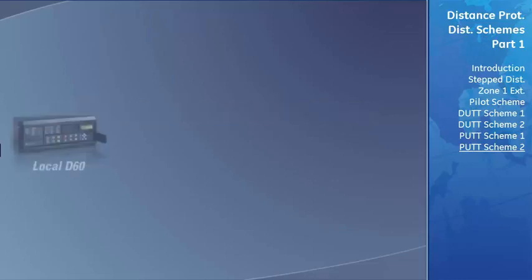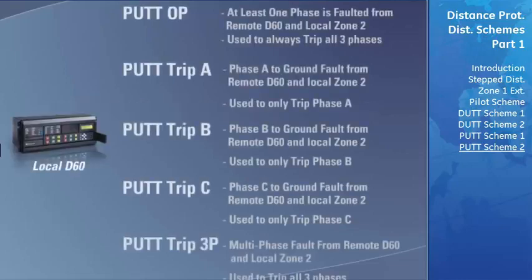The PUTT scheme in the D60 has some output flags that are set based on the receiving of the permission keys from the remote relay and detecting a fault within the local relay's Zone 2 of protection. The name of these output flags and the reason they are turned on are as follows. The PUTT operate flag will turn on when the local D60 receives a signal through the PUTT keys that at least one of the phases of the transmission line are faulted, and the local relay has also detected a fault on that same phase in its Zone 2. This output flag should be used to signal the breaker to trip, as 3-phase tripping is always required.